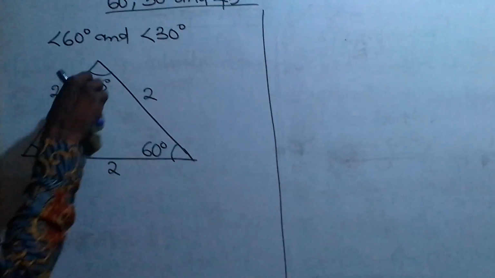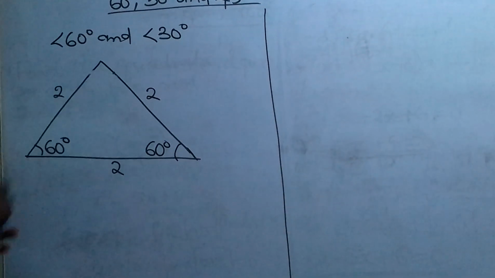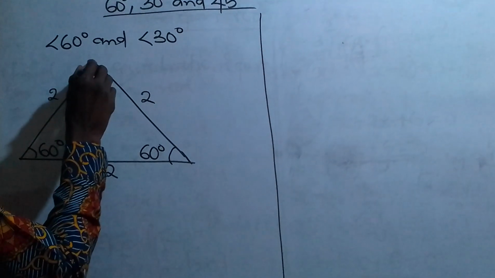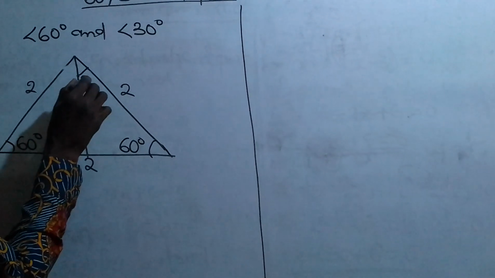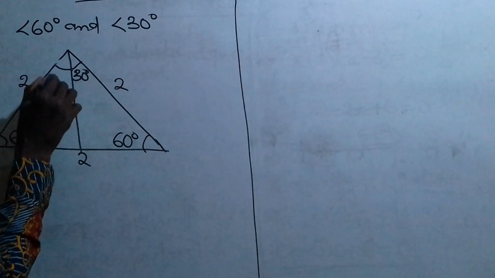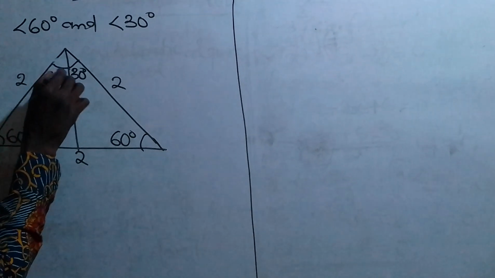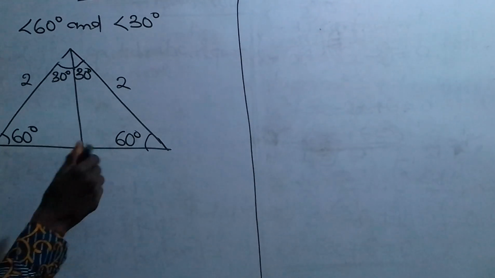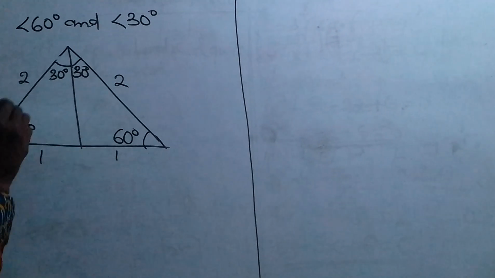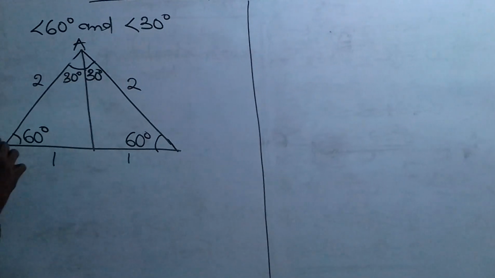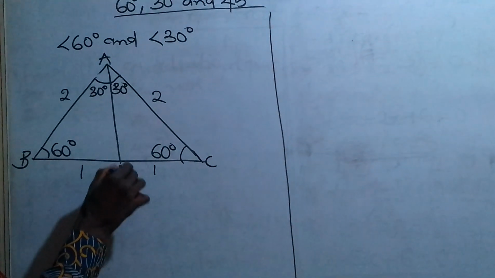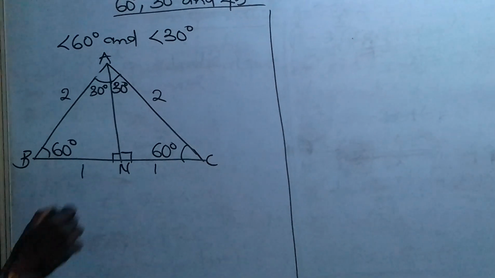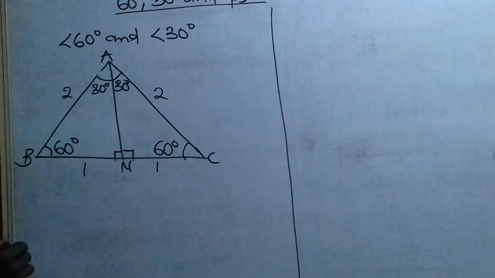So let's divide this into 2. If I divide here into 2, here will be angle 30 degrees, here will be angle 30 degrees. If I divide the base into 2, here is 1, here is 1. Let me call it A, B, C. Let me call it N. Now, I want to find AN.